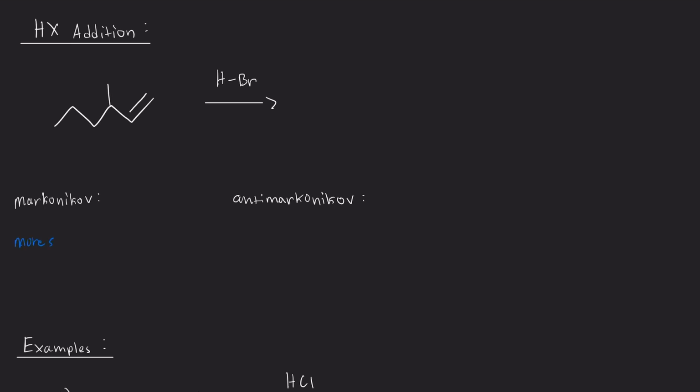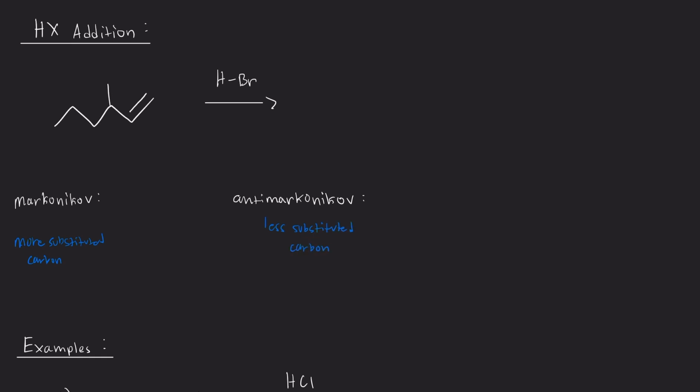So it's the more substituted carbon. The anti-Markovnikov, which will only occur when there's HBr and peroxide, is the less substituted carbon. So your bromine or bromide ion will go on the less substituted carbon. So less substituted carbon.